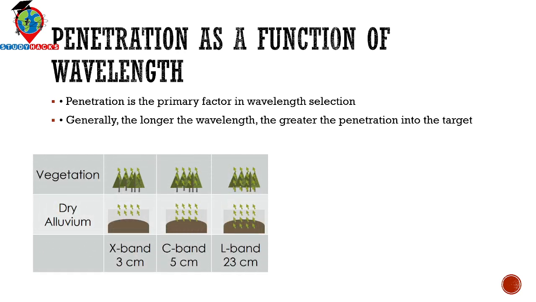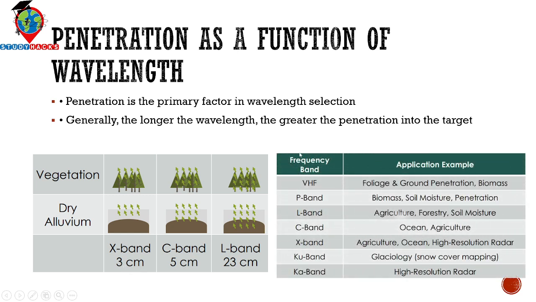Here you can see the penetration for each band: X band, C band, and L band, at 3 centimeters, 5 centimeters, and 23 centimeters, and we also use the frequency bands. We can get the applications, for example: the L band is useful for agriculture, forestry, and soil moisture. The X band is used for agriculture, ocean, and high resolution radar. And for the P band, you can see biomass, soil moisture, and penetration. So there are these different uses for the different frequency bands.